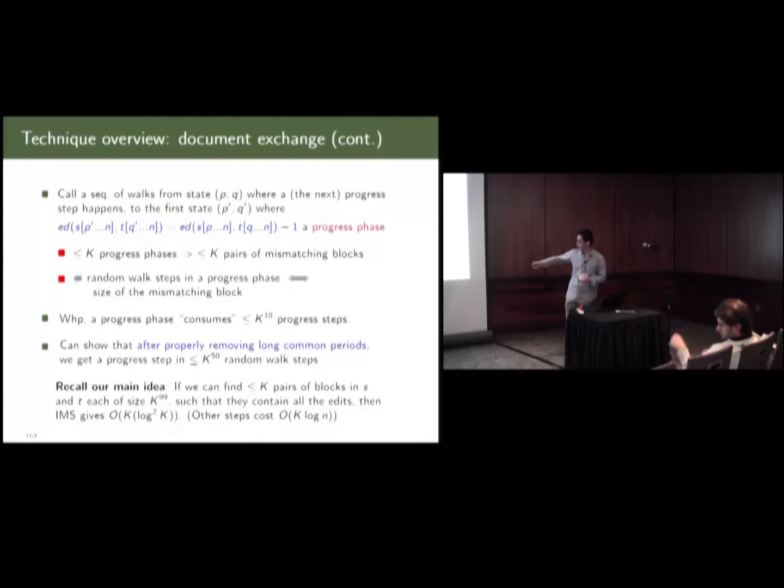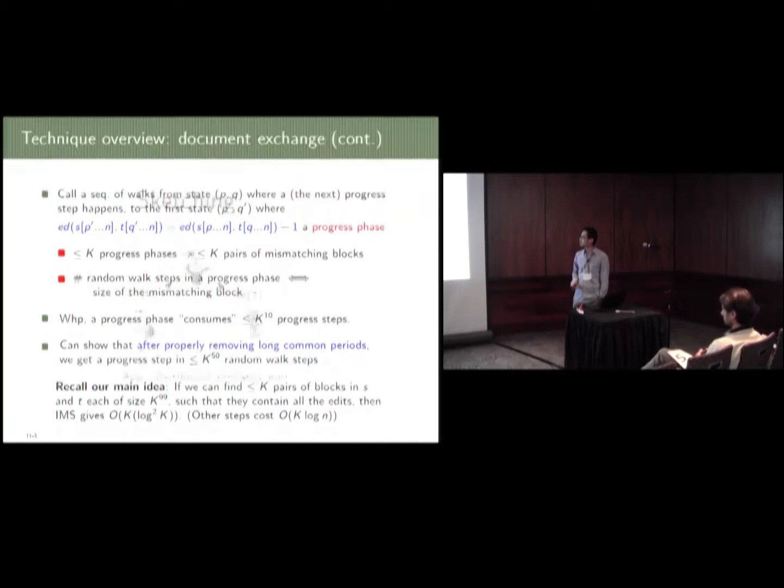Because we have at most k progress phases, we have at most k pairs of blocks that differ. Then we plug in IMS, and it gives k log k squared. Other steps cost k log n, which you cannot break because this is an information-theoretic bound. So that's basically the very high-level proof for document exchange.